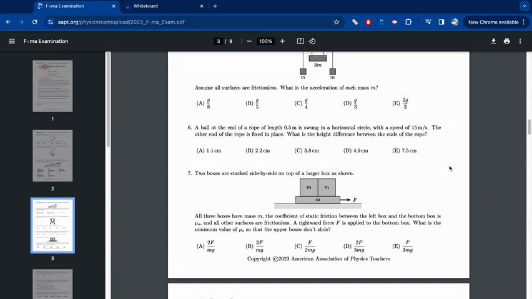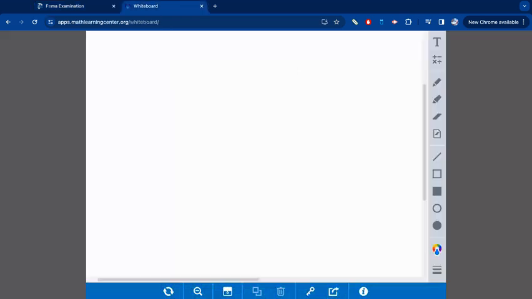Moving on to problem number 7. You have two boxes that are stacked side by side on top of a larger box as shown. All three boxes have mass m. The coefficient of static friction between the left box and the bottom box is mu s, and all other surfaces are frictionless. We want to find the minimum value of mu s so that the upper boxes do not slide.